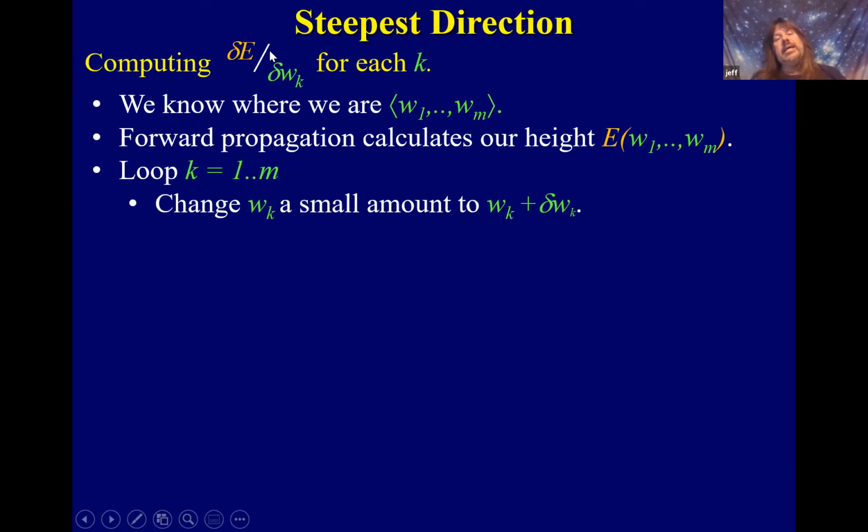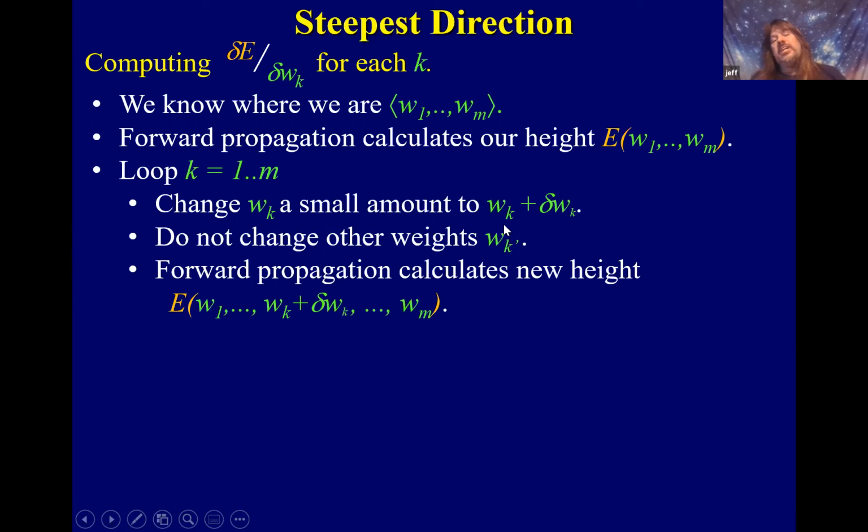What are we going to do? We need to compute this value, this derivative, right? This is calculus, it's a derivative. So how do we compute it? Well, we make a small change. So delta W is an infinitesimal change. We change this one weight by an infinitesimal amount. We don't change any of the other weights. And then we recompute the error, right? We feed everything through the machine, and this tells us what our error is.